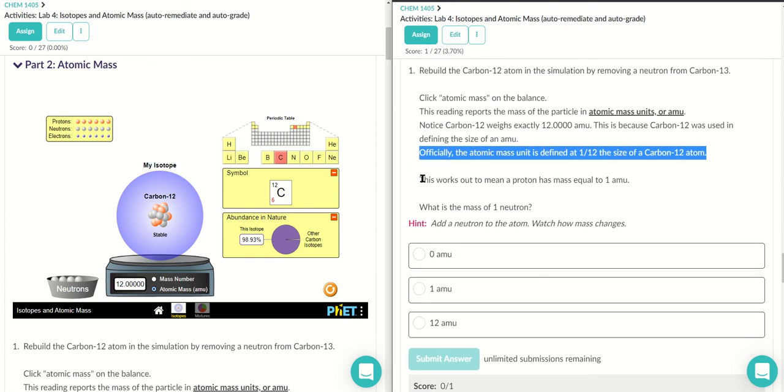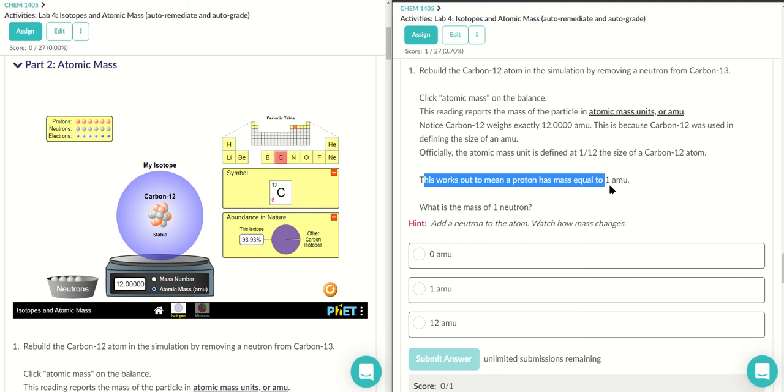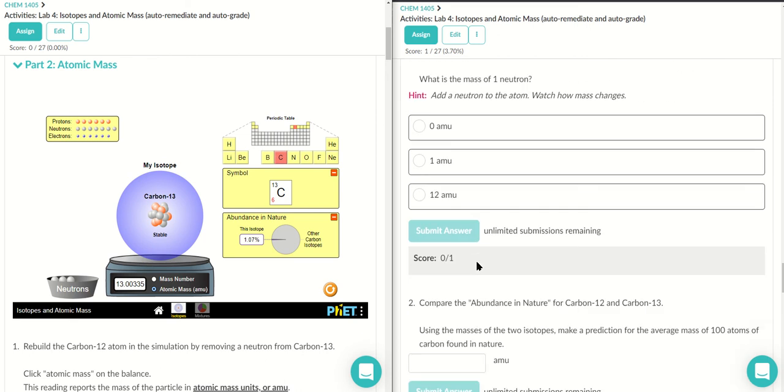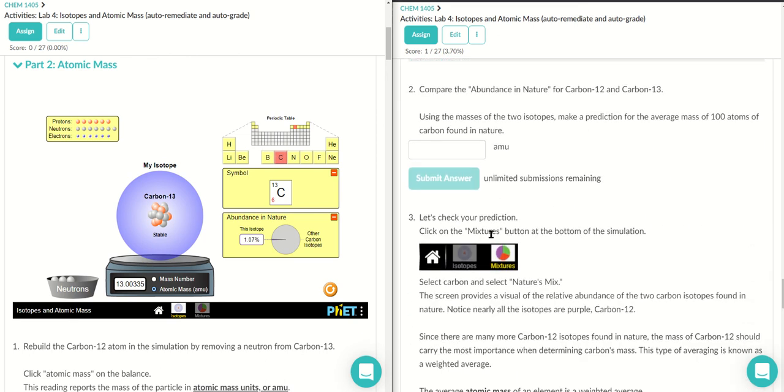What this ends up being is that 1 proton is equal to 1 AMU. And notice that carbon has 6 protons, right? So if you know that the total mass is 12, then 6 other AMUs have to be coming from the neutrons. They tell you, add a neutron to the atom. Watch how the mass changes. The mass went up by approximately 1 AMU. It went up to 13. So that's how you would understand that.